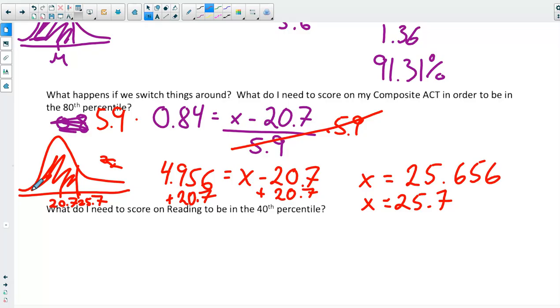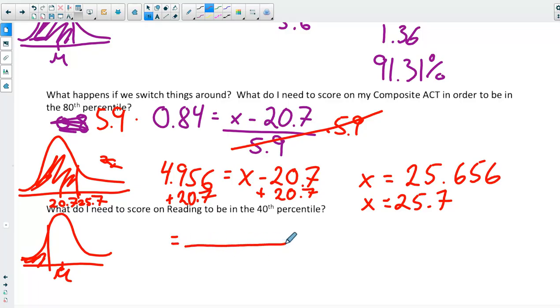Let's start the next one. 40th percentile. I'm going to start with the picture this time. It doesn't matter when you draw the picture, but it is helpful to start with. I got my average. The 40th percentile is to the left of that average. So should my score be above or below the mean? Below. It should be below. And so we're starting to look at some stuff here.